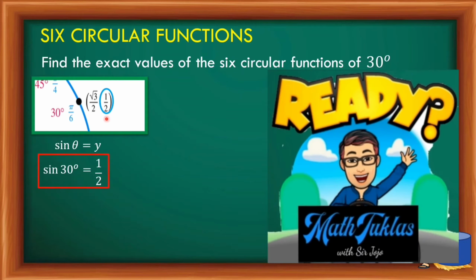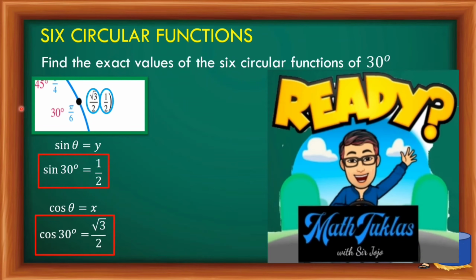On the other hand, hanapin naman natin ang cosine. Sabi natin kanina, ang cosine theta ay equal naman sa x. So, ibig sabihin sa coordinates, titignan natin ang value ng x. Ano nga ba ang value ng x? So, square root of 3 over 2. Hence, the value of cosine 30 degrees is equal to square root of 3 over 2.